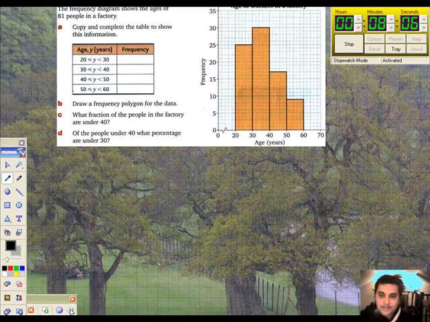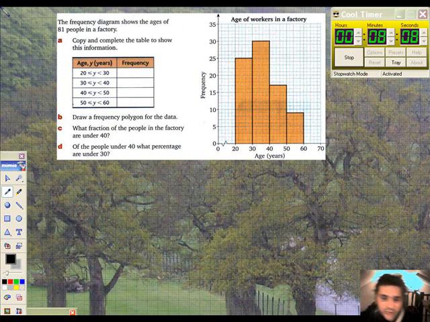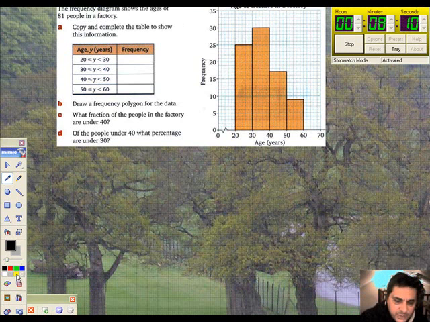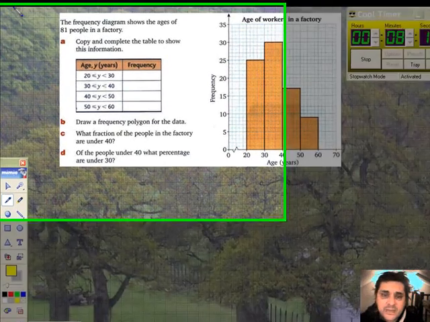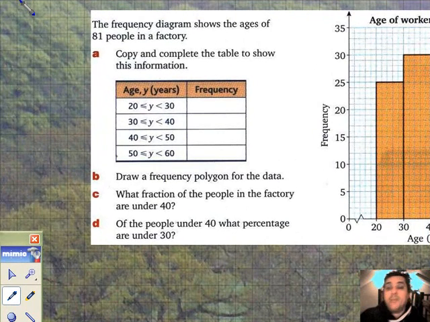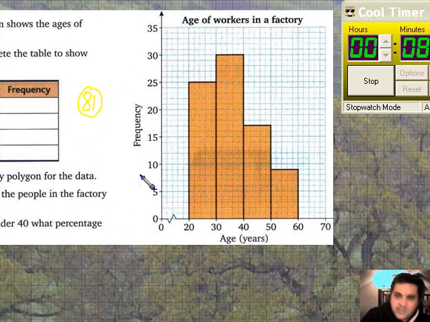Let's see what the next question's about. Okay, lovely. I've got a ready-made frequency diagram. Let's take a look at it. The frequency diagram, they haven't told us it's a histogram, but it is in fact. The frequency diagram shows the ages of 81 people. That could be significant. Let's put 81 over here. I could use that later. In fact, let's put it over here. It shows that better. I might need that.